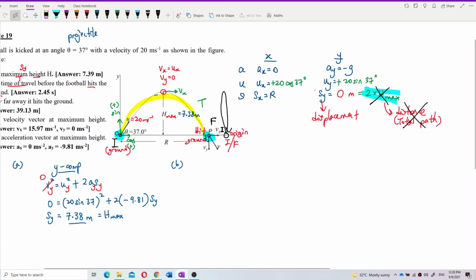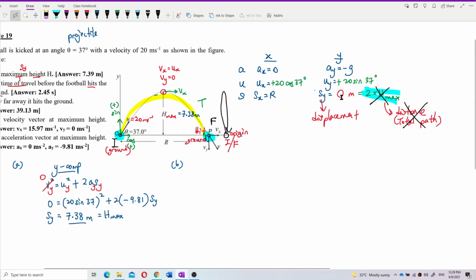Don't think like nothing happened, sy equal to 0, like nothing happened. No, this is about displacement. You put 0, it is already understood that the ball actually goes up and comes back down already. The process has already been done. It already flew up and flew back down again. Don't make a silly mistake like 2h maximum.